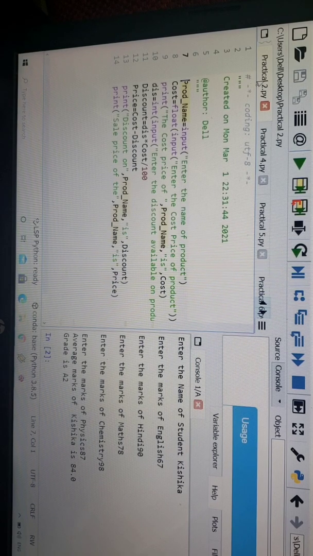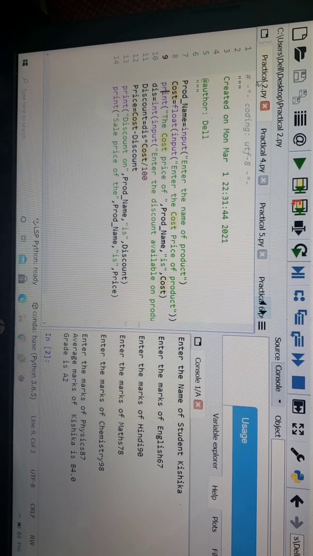But see, whenever you are making your program, it should look like professional software. You all know these things are what the shopkeepers, or the malls, or whatever big shops you are going to, everyone is using these kinds of software only. So your program should have that professional look. That's why I added product name, enter the name of the product, and then cost, whatever cost price you want, you can assume the price of that particular product.